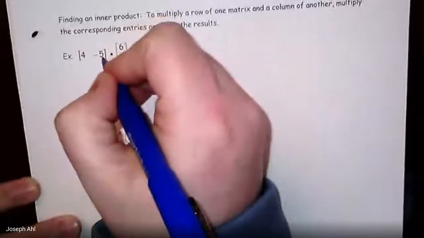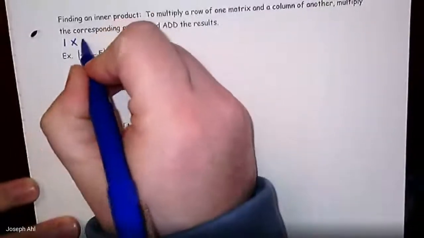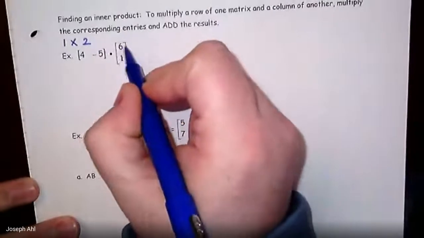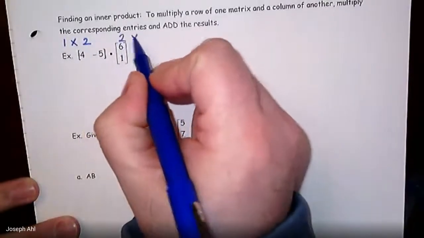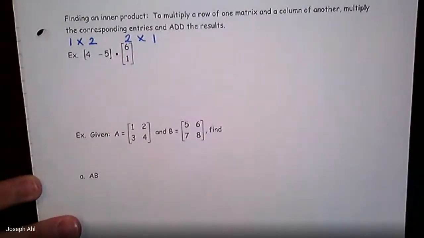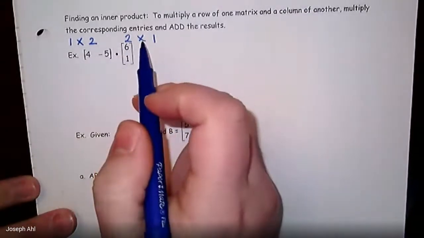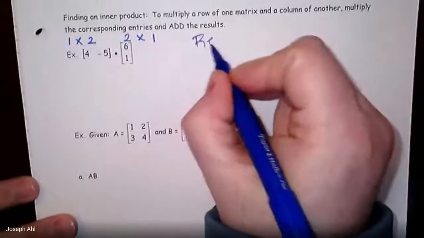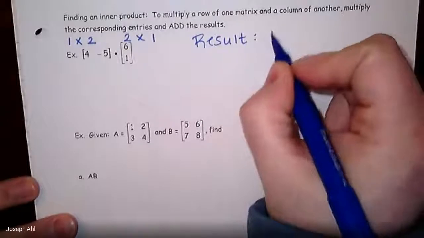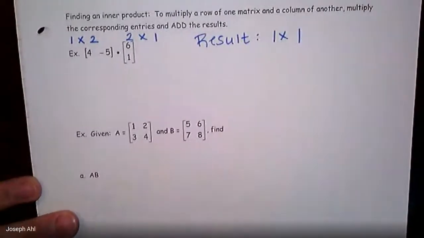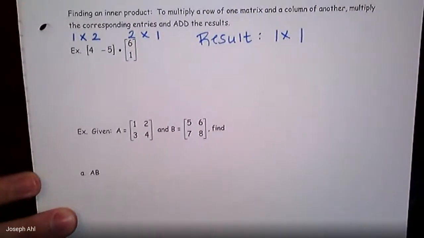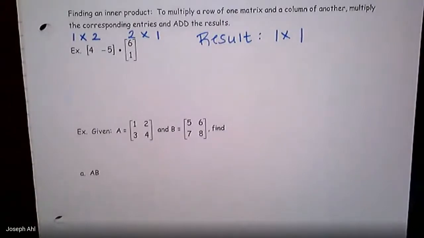So really quickly, this first matrix has one row and two columns. It's a 1 by 2. This matrix over here is a 2 by 1, two rows, one column. And if I multiply those two things together, the result is a tiny little 1 by 1 matrix, one row, one column. It's got one number in it. How do I figure out what that one number is?